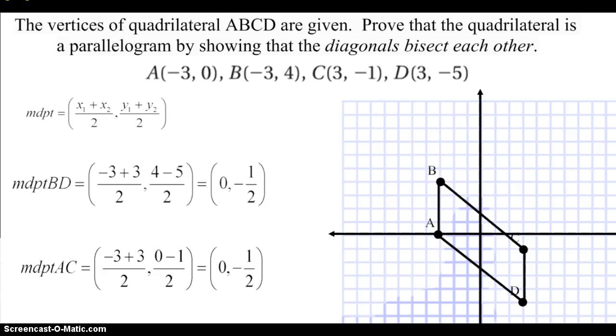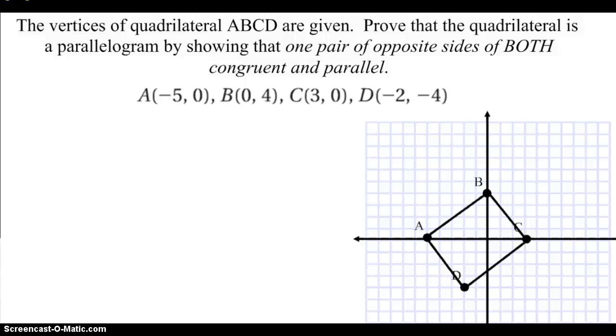So if I'm asking you to prove by bisecting, then we're going to use the midpoint formula. For our next problem, if you read the directions, it asks you to prove that one pair is both congruent and parallel. Because if a side is congruent and it's parallel to each other, then there's no way that it couldn't be a parallelogram. So by doing this, we already did this, but some people might find this easier because you only have to do the distance formula of 2 sides.